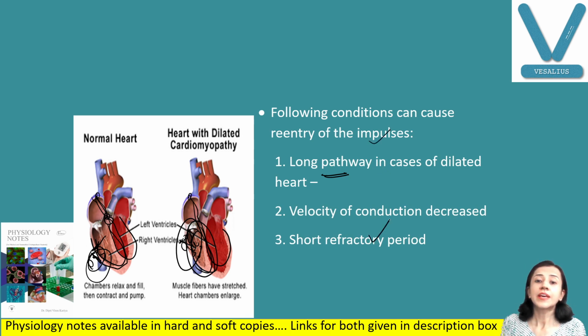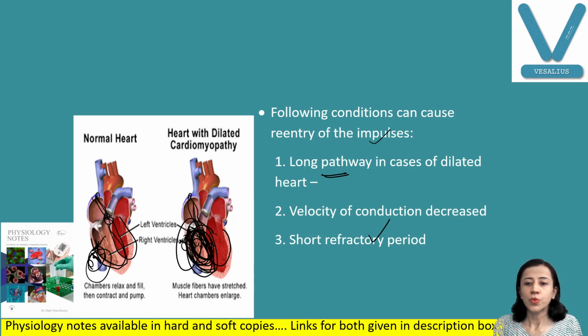The second thing is, if the heart is not dilated but conduction velocity is reduced, the impulse requires more time to reach here, and again that results in re-entry. Third is a short refractory period, because if some drug like epinephrine or any other electrical stimulation is given, the impulse reaches this area when it is not in the refractory period, so there is continuous stimulation, and that results in re-entry.